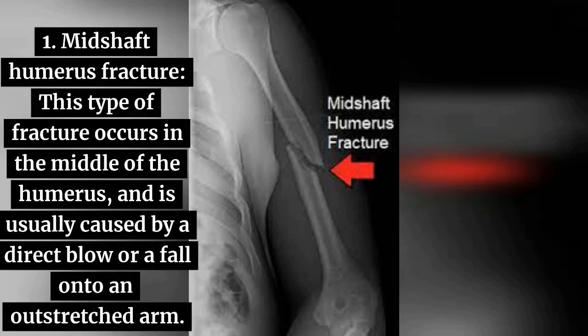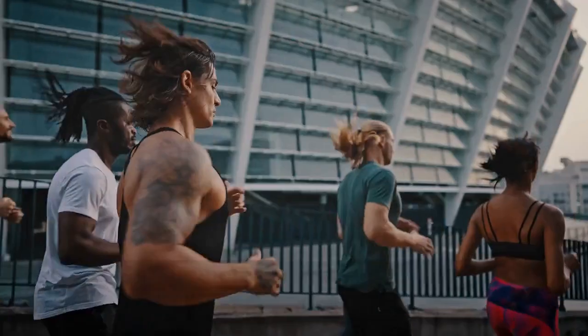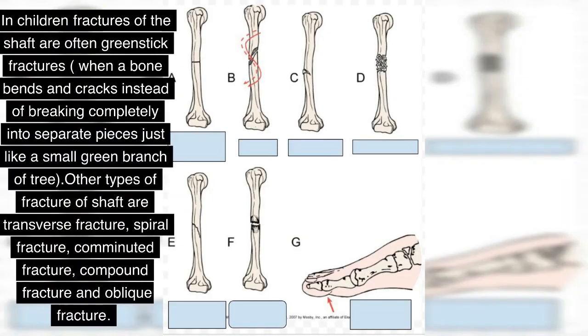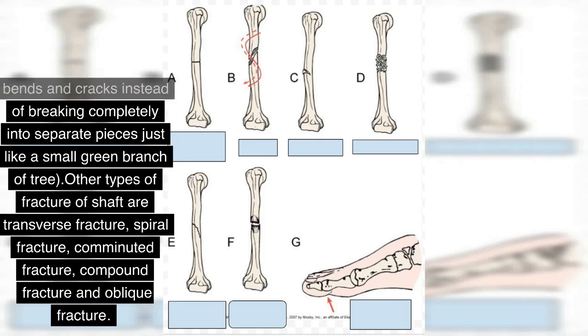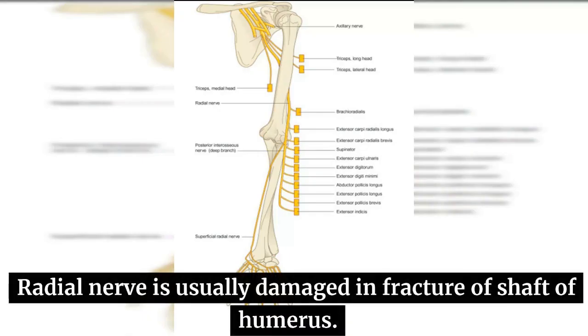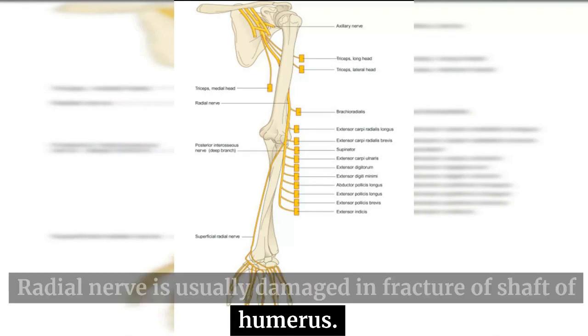Midshaft humerus fracture. This type of fracture occurs in the middle of the humerus, and is usually caused by a direct blow or a fall onto an outstretched arm. It is more common in younger people and athletes. In children, fractures of the shaft are often greenstick fractures. Other types of fracture of the shaft are transverse fracture, spiral fracture, comminuted fracture, compound fracture and oblique fracture. The radial nerve is usually damaged in fracture of the shaft of the humerus.